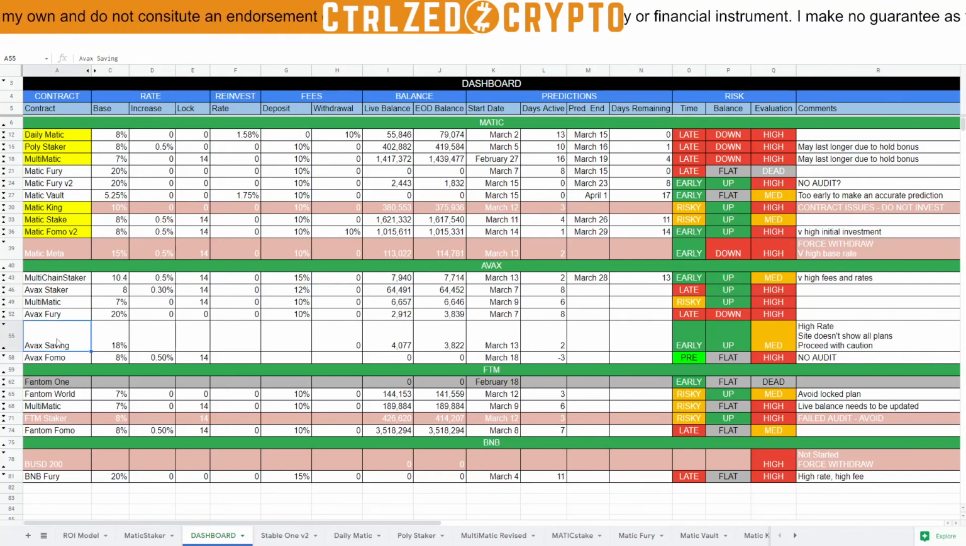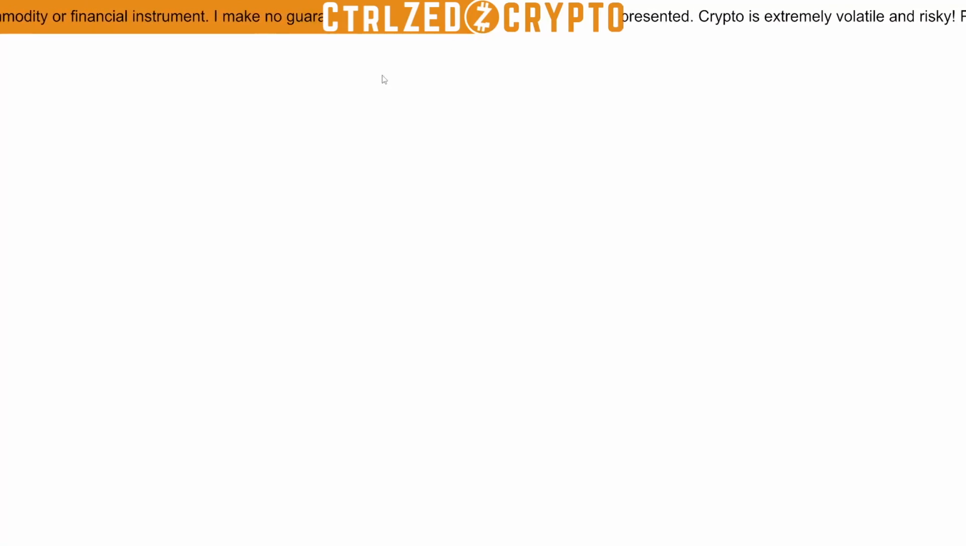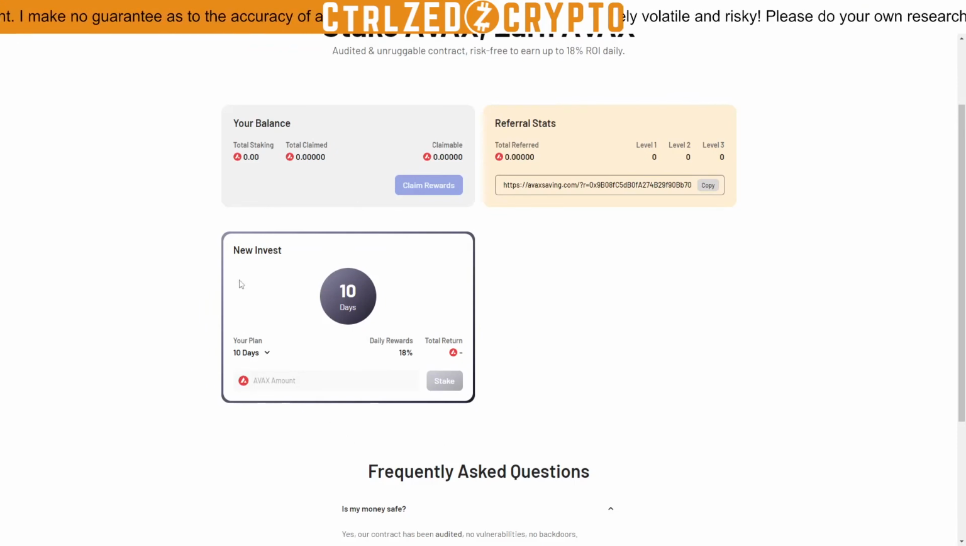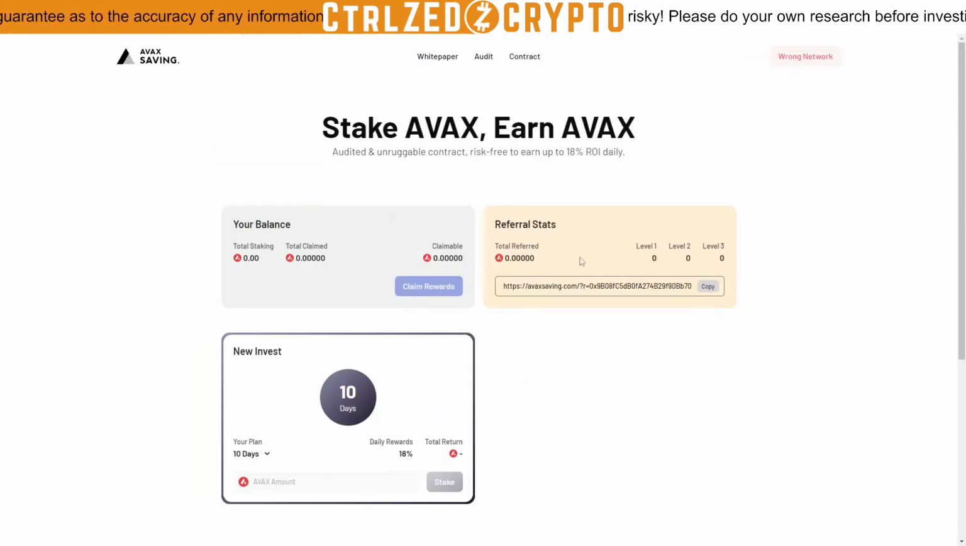All right, Avax Saving. Now this is one that I said, look, we're early. The contract balance is going up. We're only 2 days into it. Let's take a look at Avax Saving. Yeah, so this is the one with just the one plan, and there's more plans on the contract if you looked at the contract, but it's only got one on the website.